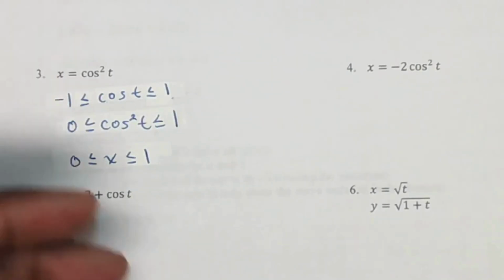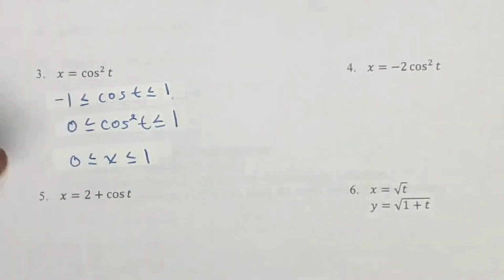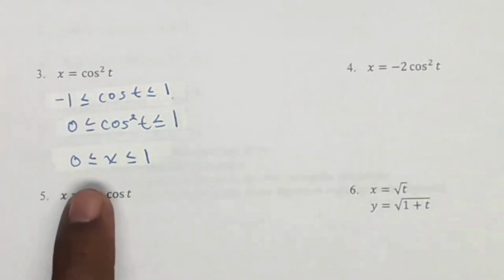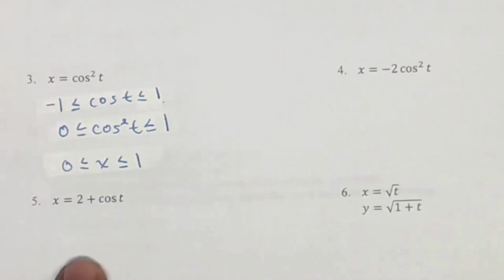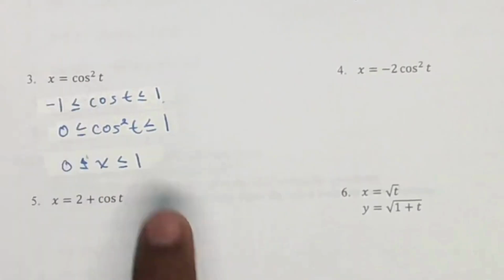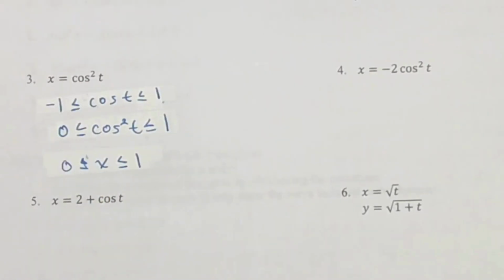So doing the algebra here is kind of just helping you with your notes. You're not going to always have to do this. If you just remember that cosine squared is between 0 and 1, you don't have to prove that every time. This is now a fact.